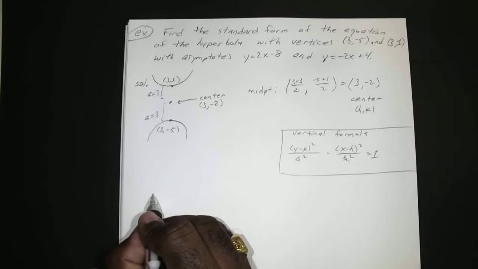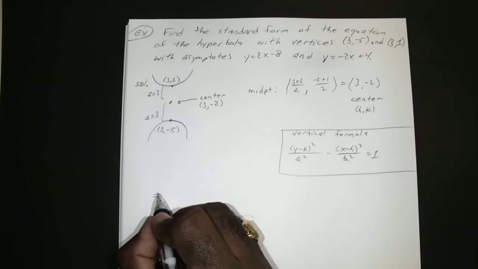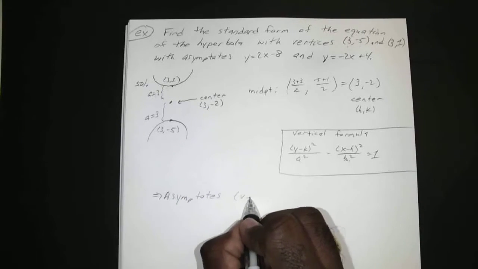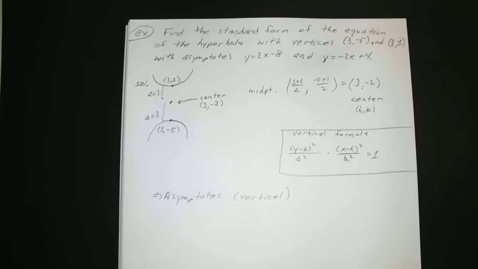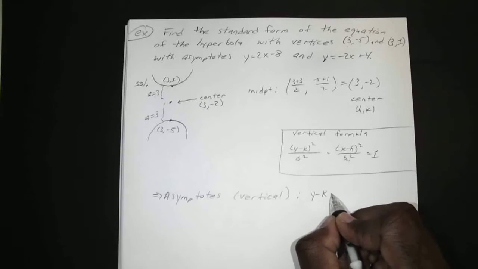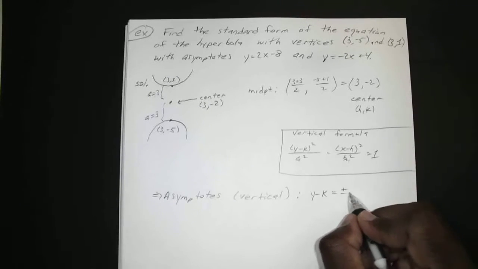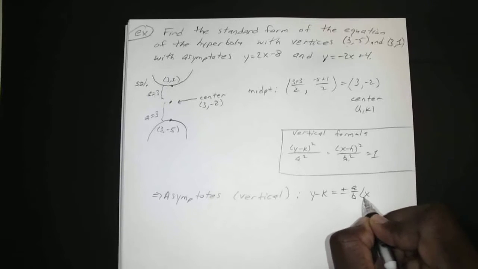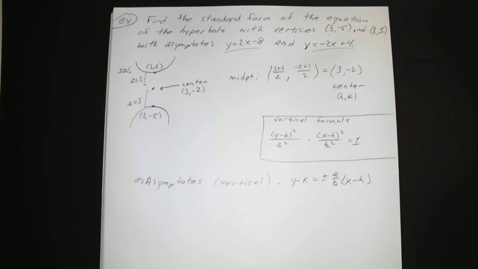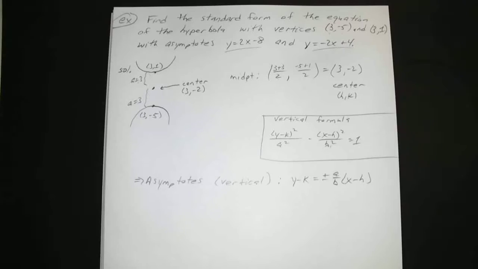All right, so we know that your asymptotes, when they're vertical, is the formula y minus k equals plus or minus a over b times (x minus h). Okay, so that's our general formula. Okay. Thing is, they gave us our asymptotes. We can actually use those two to find our b.